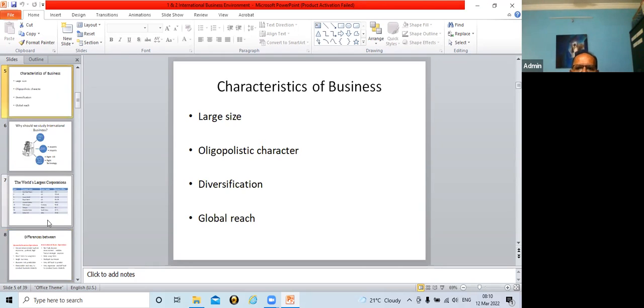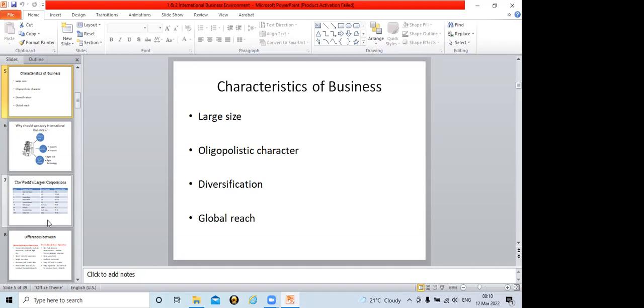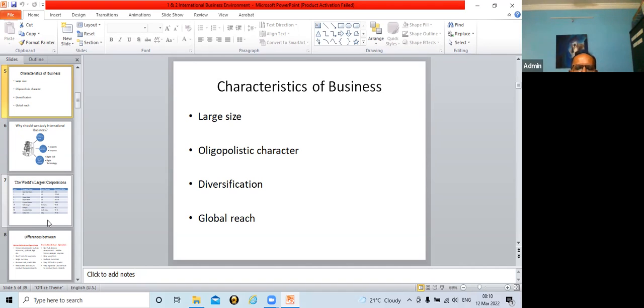Then characteristics of business, the features of business. Please remember this point. Maybe a general question is expected in the examination, a general type of question about business, international business. So do remember these points, and you can explain in your own language. Large size, because generally international businesses involve large size. And when there is a large size, does micro or macroeconomics come in? Macro. Yes, macroeconomics comes in.